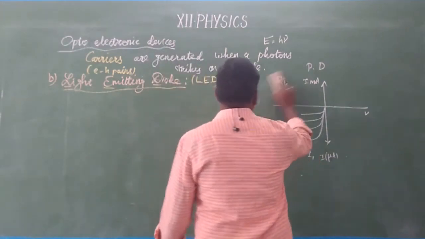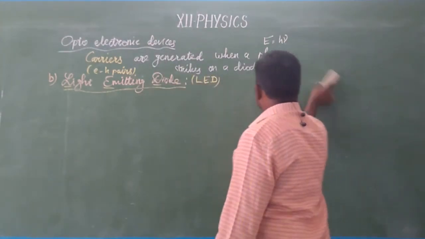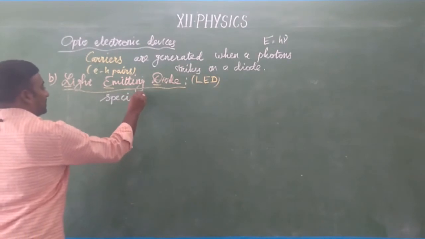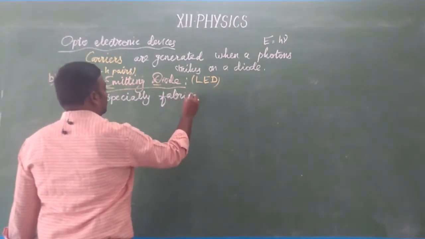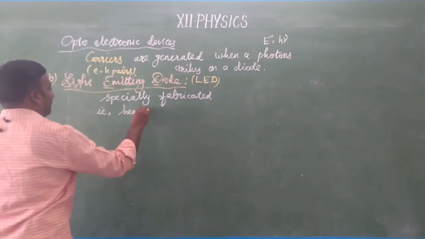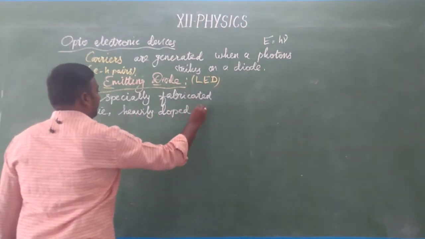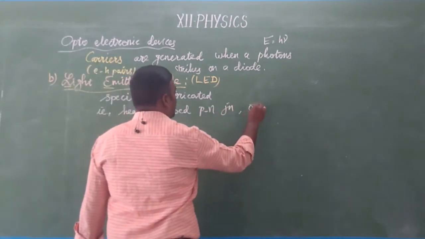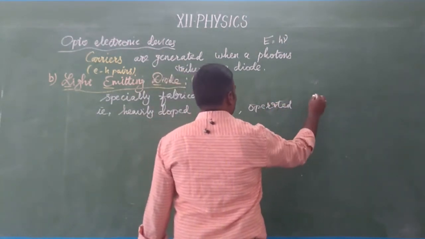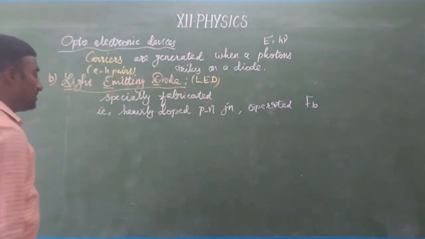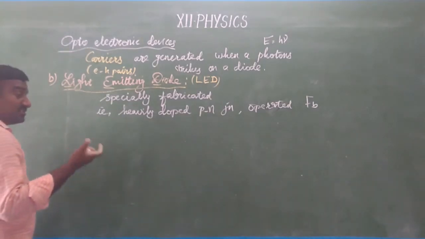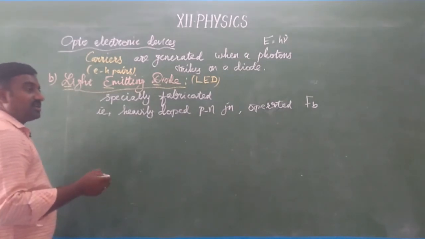Now we will switch to LEDs. LEDs are nothing but a specially fabricated, heavily doped PN junction operated under forward bias. Basically we know LEDs, every home has LEDs. Most of the indicator lights are LEDs because they consume less power, operate at very low voltage, and give a large amount of light.